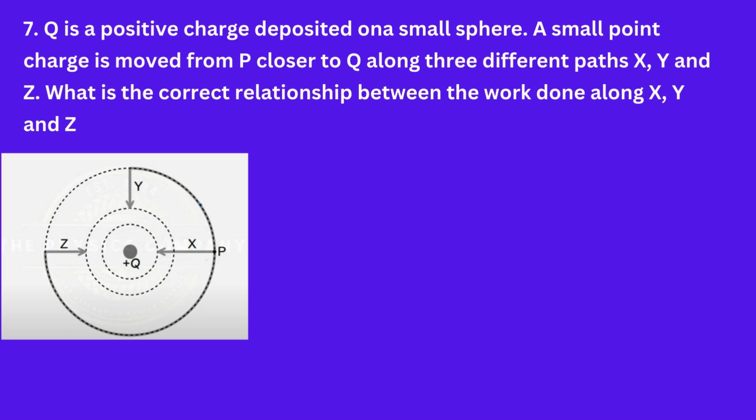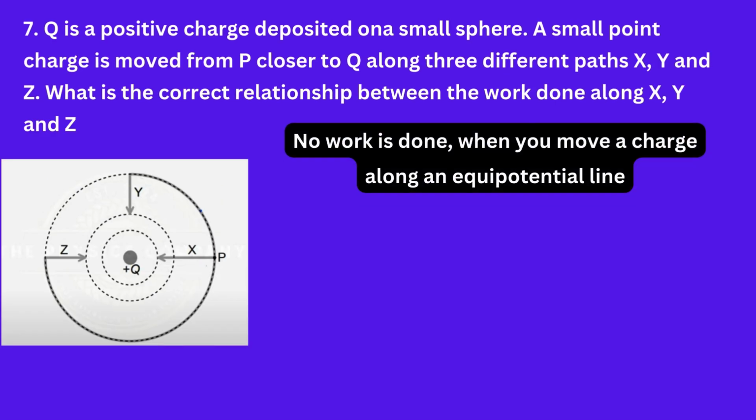Right. So the question is, what's the correct relationship between these work values? This one really gets to the heart of how work and potential energy are related in electric fields. Remember this crucial point: no work is done when you're moving a charge along an equipotential line. It's like walking along a flat path on a hill. Your gravitational potential energy doesn't change.